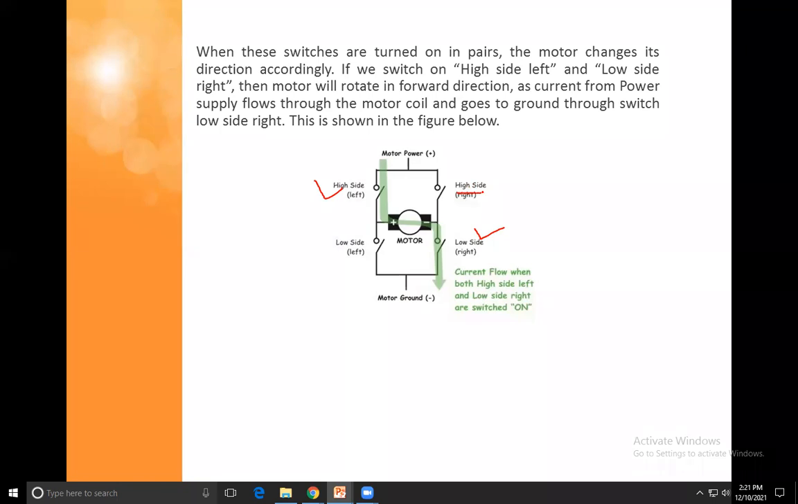When the high side right switch and the low side left switch are closed, then your motor will rotate from this side. So this is the anti-clockwise direction. Depending upon that, you rotate the motor by using this H-bridge construction. So clockwise or anti-clockwise depends on the closing of the switches. This is called the H-bridge. You close the switches, and you can rotate the motor in the clockwise or anti-clockwise direction.